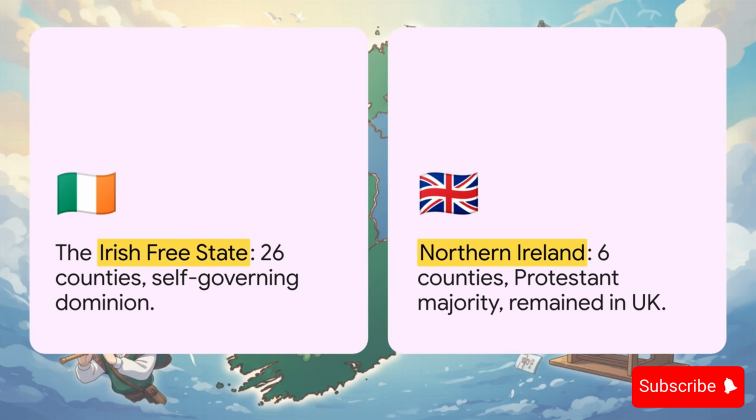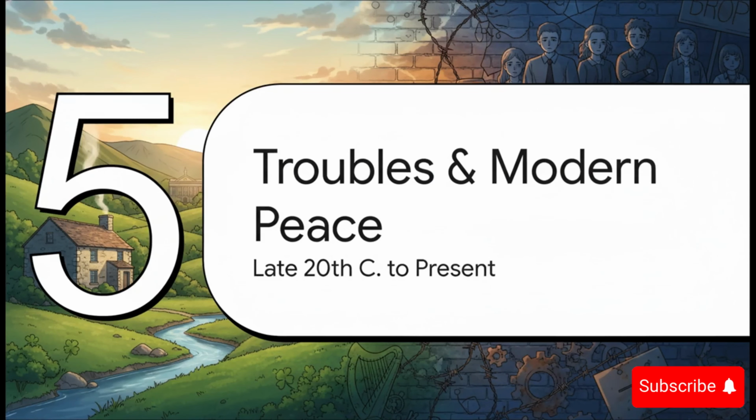It sparked a ruthless, fratricidal civil war in 1922 between pro-treaty forces led by Michael Collins and anti-treaty forces led by Eamon de Valera. Ultimately, the pro-treaty side won out. Finally, part 5, the Troubles and modern peace, from the late 20th century up to today.